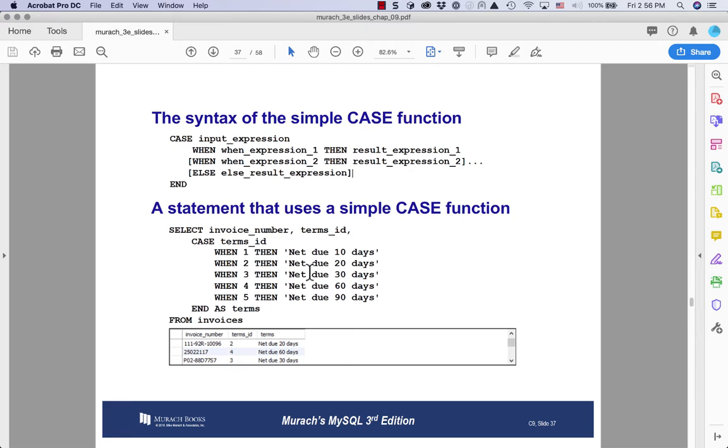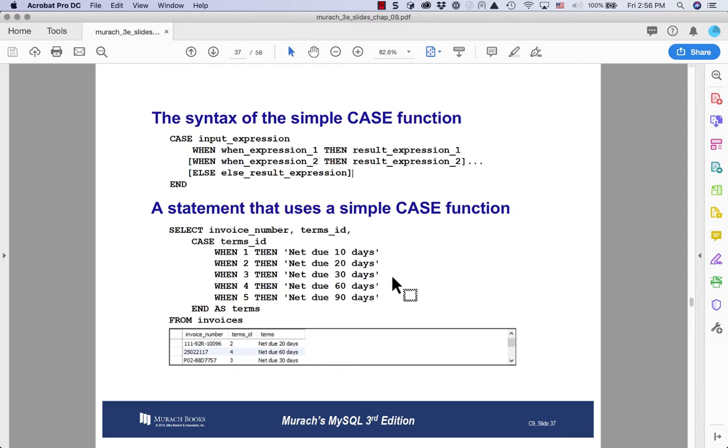Else, illegal value. Oh, that's true. Sometimes it's going to be null, right? Sometimes we don't know. So we would say not specified, something like that. Okay. So we could do that.